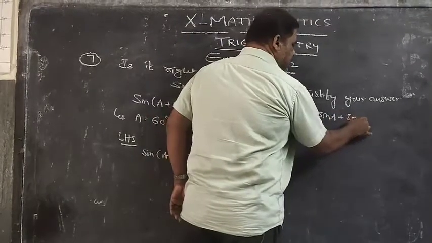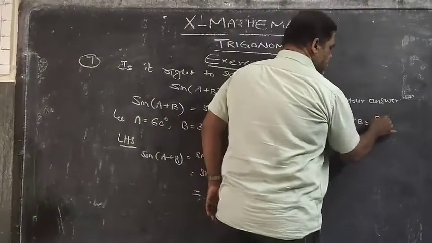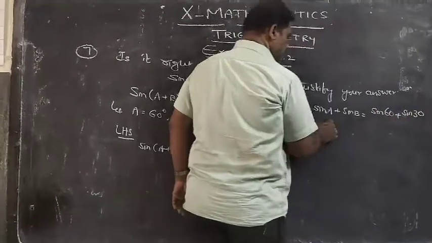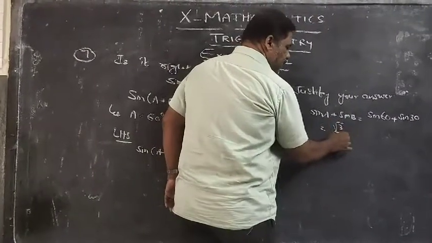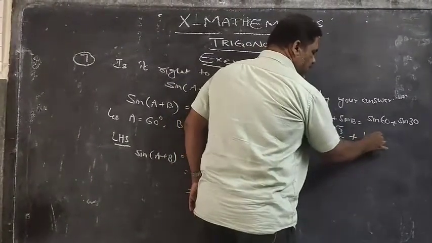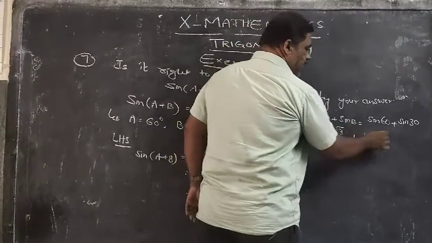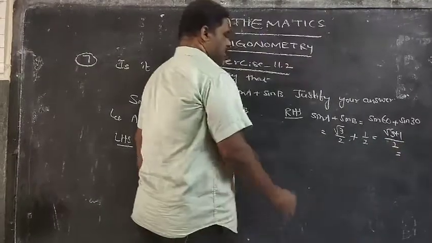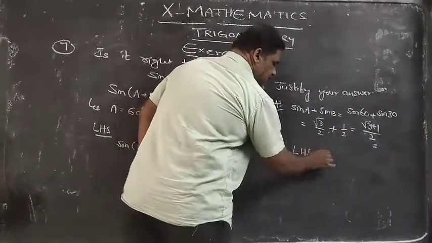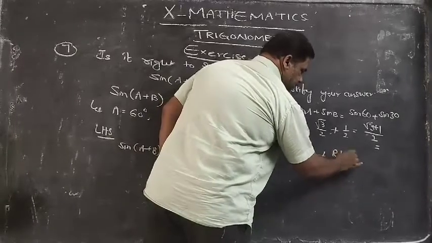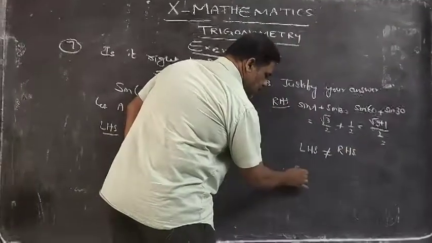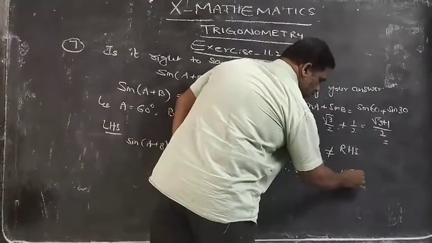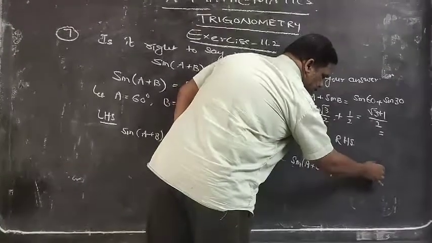Take RHS. Sin A plus sin B, that is sin 60 plus sin 30. Sin 60 degrees is root 3 by 2. Sin 30 is 1 by 2. Here denominator is same, you can add the numerator, root 3 plus 1 by 2, that is RHS. So LHS and RHS, they are not equal. Therefore, we can conclude that sin A plus B is not equal to sin A plus sin B.